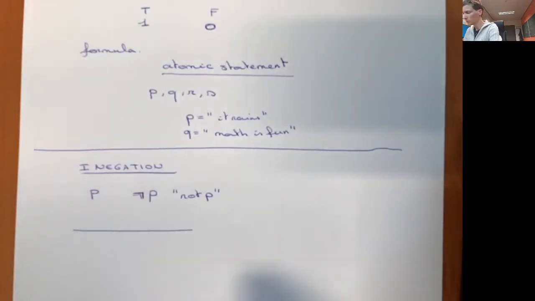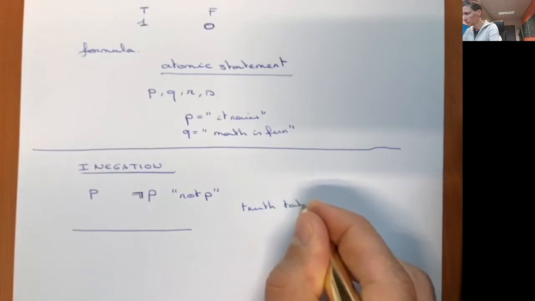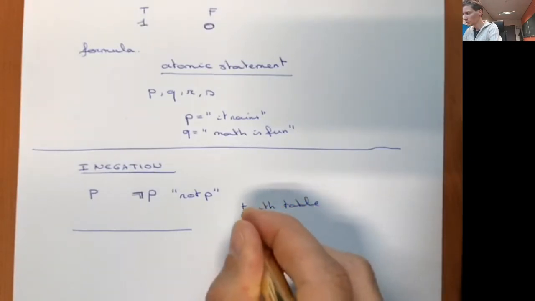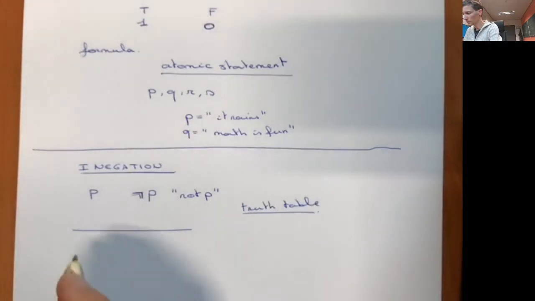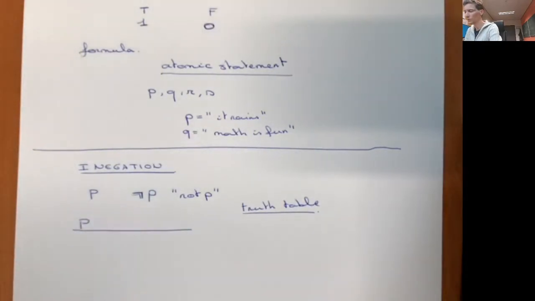Okay, so we can put this in what we call a truth table. So what's a truth table? Well, it's a simple table, and in the first row of the table you put a formula, and then below the formula you put the possible values that this formula can take.